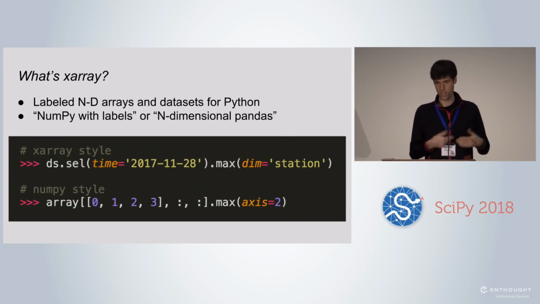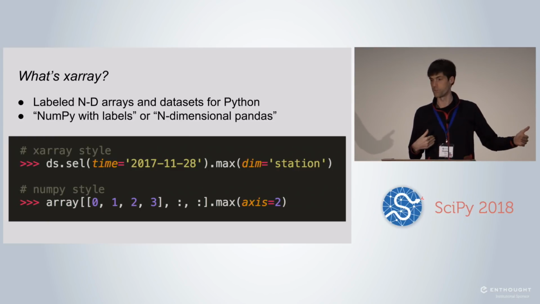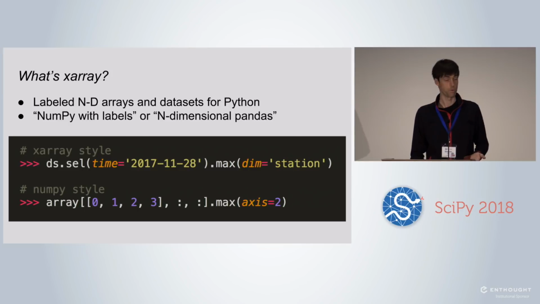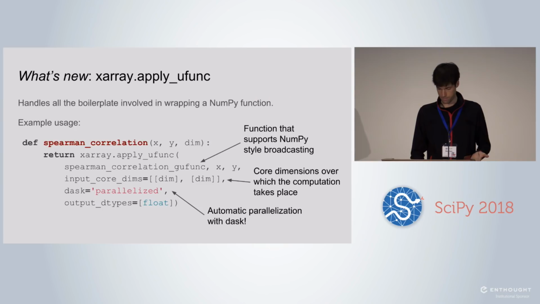So with Xray, you can do all the operations you'd like to do, say, with NumPy, except with names instead. So using the names of your axes, the names of the coordinates you're pulling out, and it's a pretty complete ecosystem for doing those sort of operations. And it's a domain-agnostic project as well.